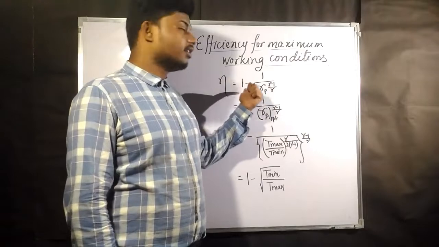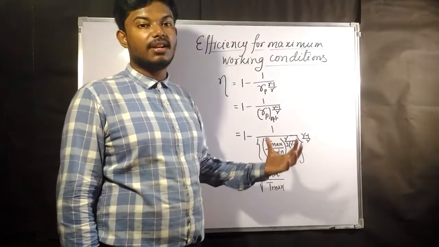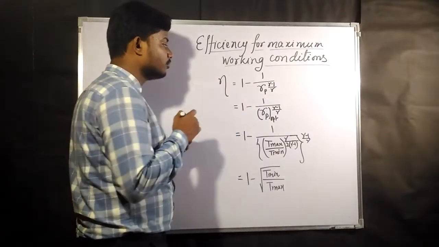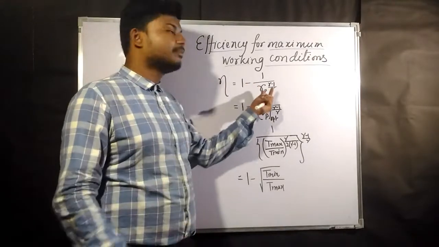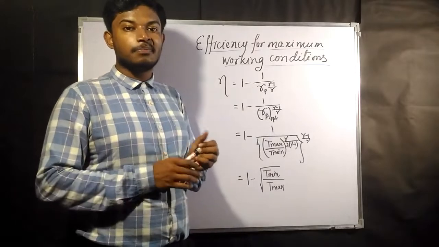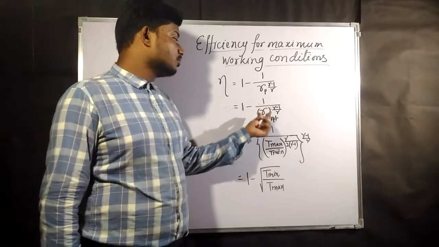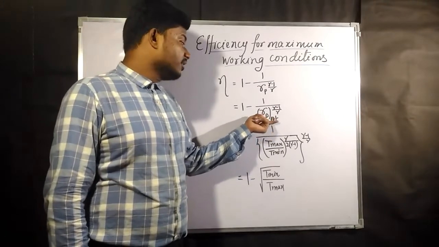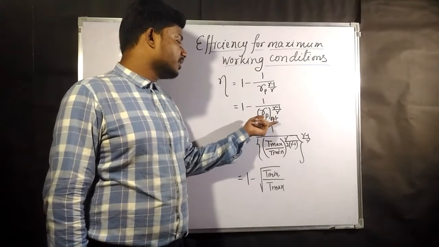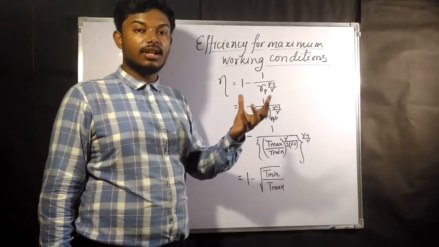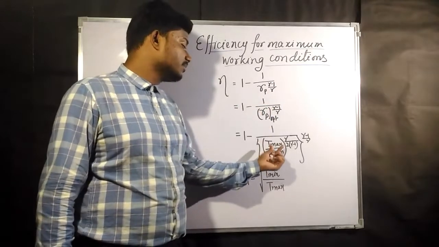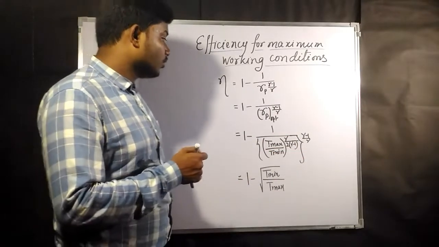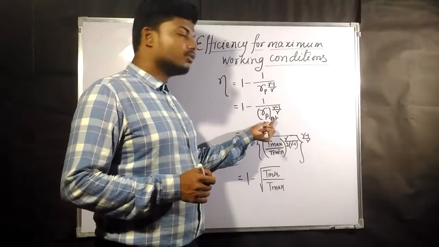If you put it in the formula of efficiency, you are going to get the efficiency for maximum work output. So the formula goes like this: 1 minus 1 by rp to the power (gamma minus 1) by gamma. For maximum work output, the rp should be rp optimum. Because it is rp optimum, the value of this is going to be Tmax by Tmin to the power gamma by 2 into (gamma minus 1). In place of rp we are just putting rp optimum.